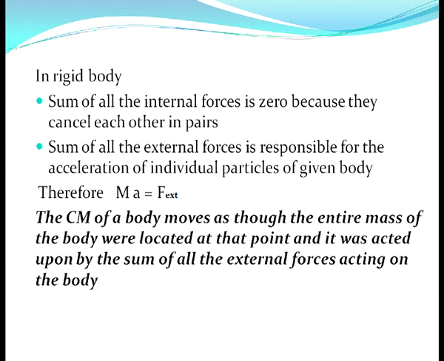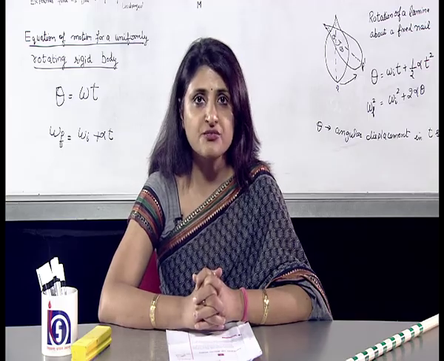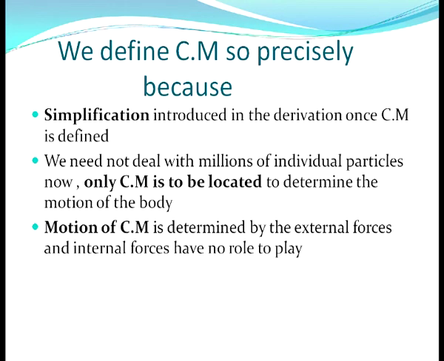The Cm of a body moves as though the entire mass of the body were located at that point and it was acted upon by the sum of all external forces acting on the body. Now, we got the answer to our question: why do we define Cm so precisely? Because there is a simplification introduced in the derivation once Cm is defined, and we need not deal with millions of individual particles now. Only Cm is to be located to determine the motion of the body. Also, motion of Cm is determined by the external forces and internal forces have no role to play.